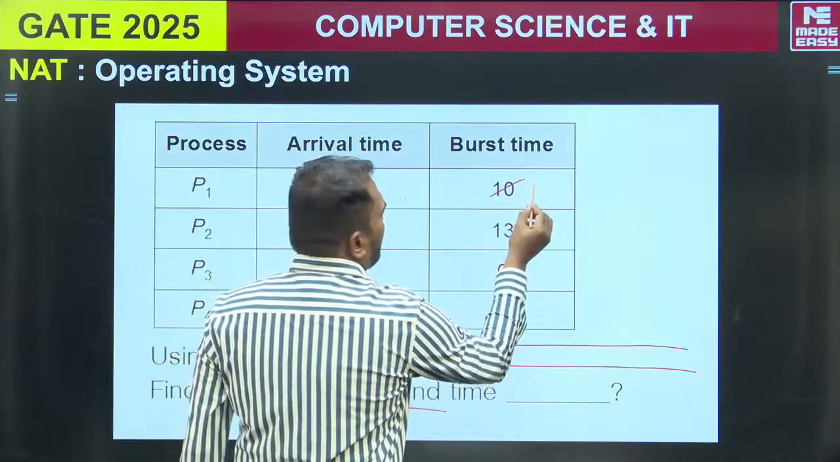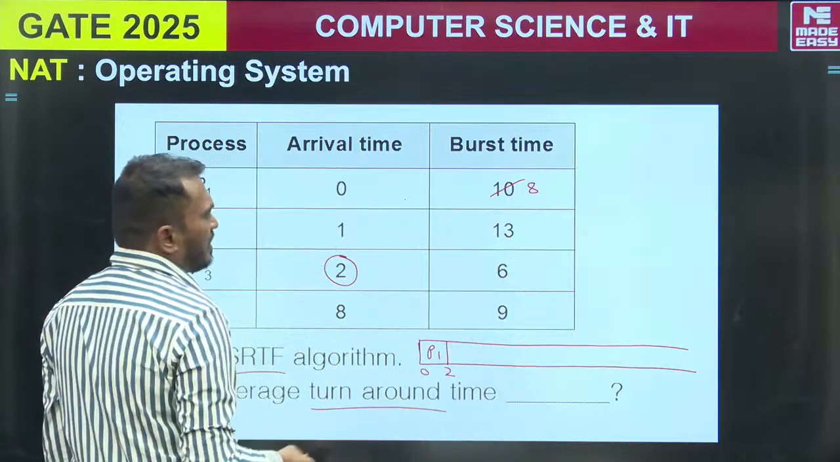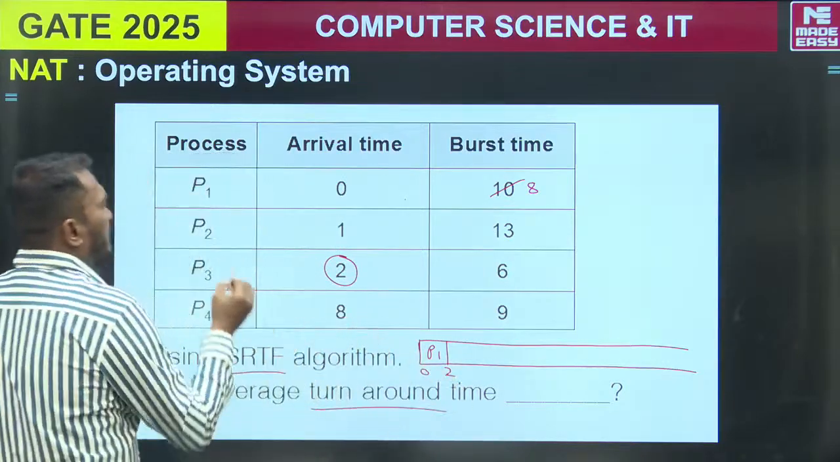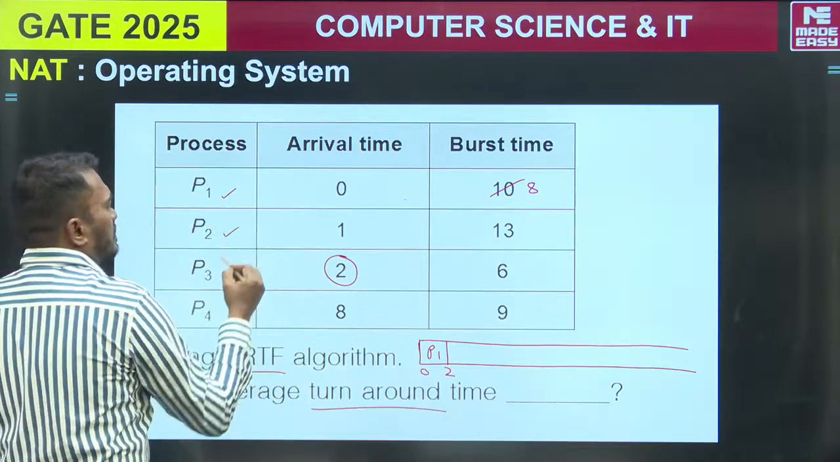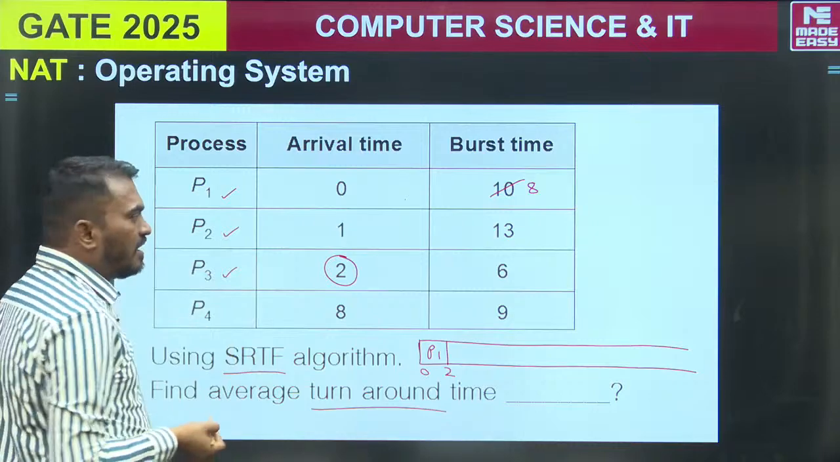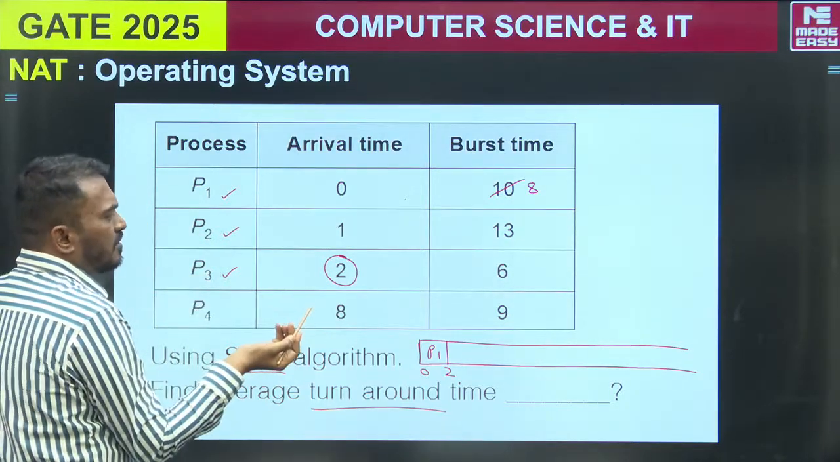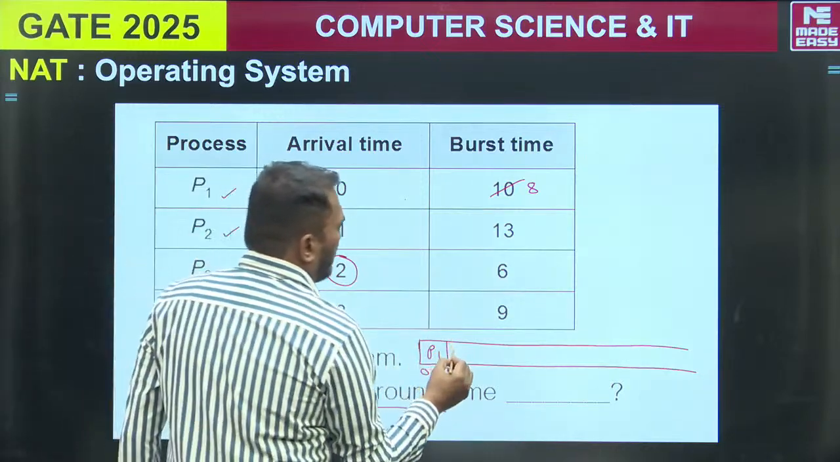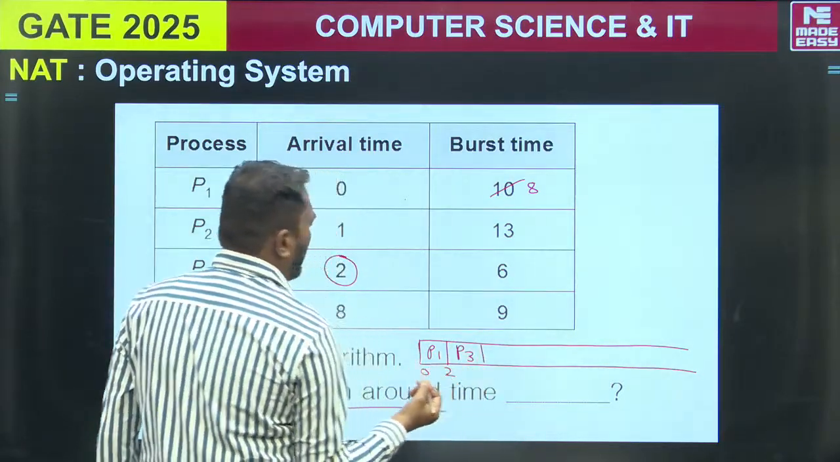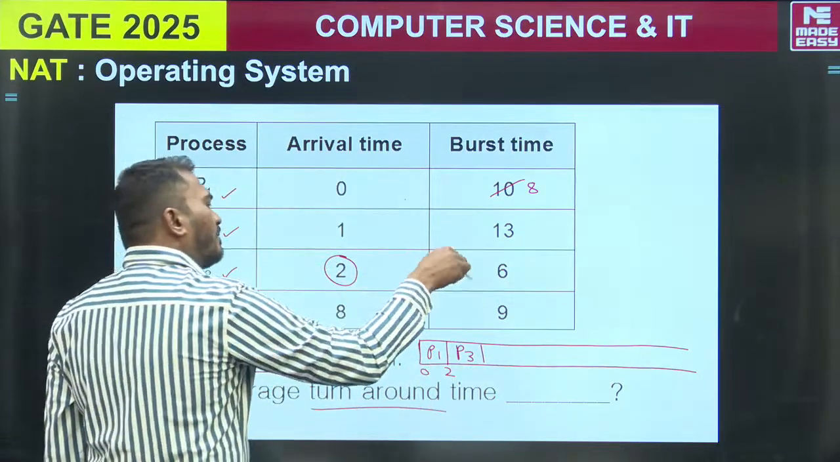So what is the remaining time of this, 8, and next at time 2, observe here, this is also available, this is also available, this is also available, correct. So now tell me, among these three, who is the shortest here? P3 is the shortest, so very clear. So you directly take P3, correct. So P3 is the complete shortest process.